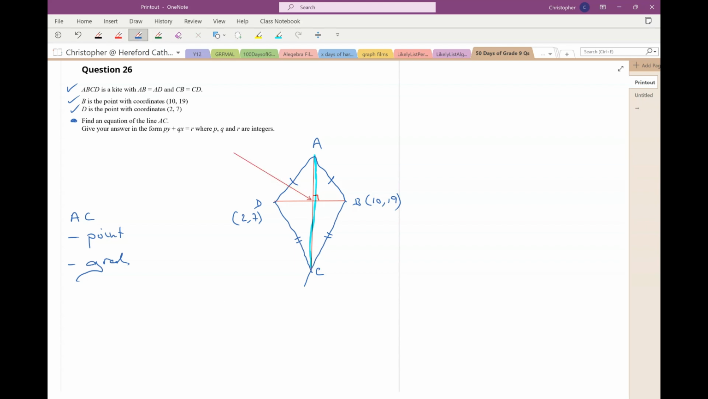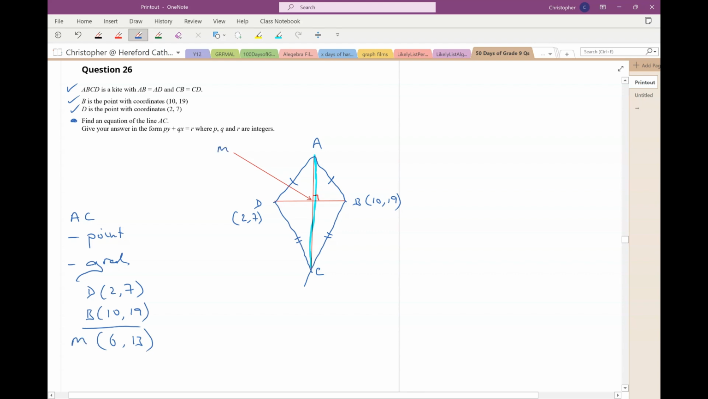So we can write down D, 2, 7, and B, 10, 19. We can find the midpoint by finding the average of the x coordinates, that's 6, and the average of the y coordinates, 13. So the midpoint, which I'll call M, is 6, 13. So I already know a point which the line AC goes through. The only other thing I need is the gradient of the line AC.